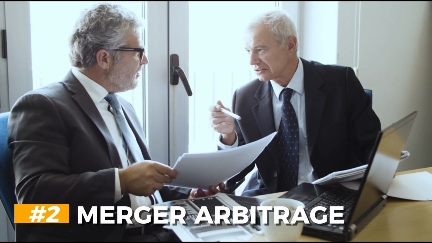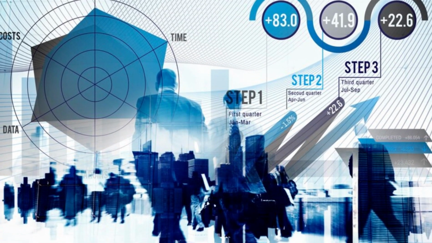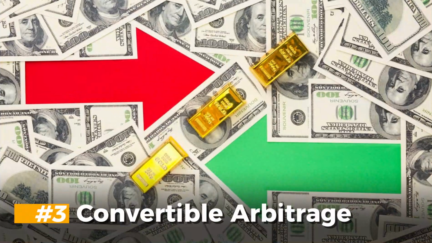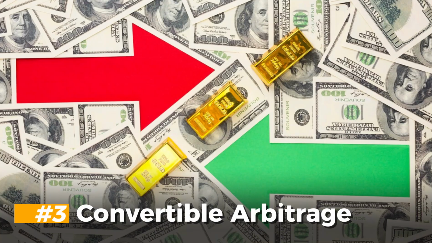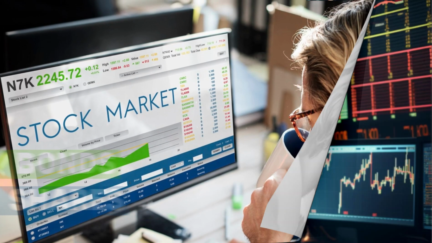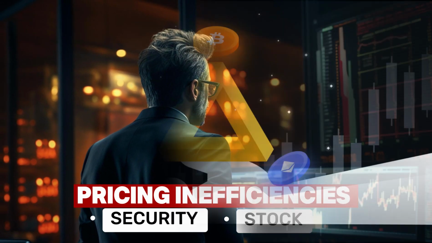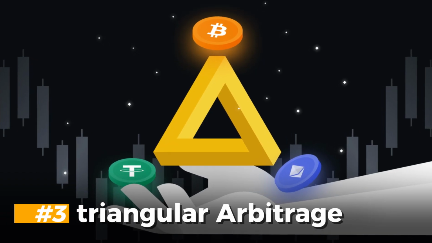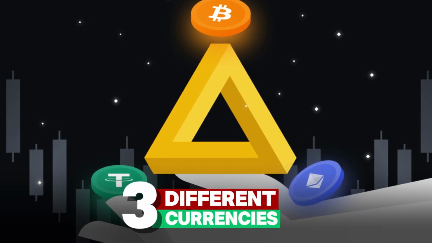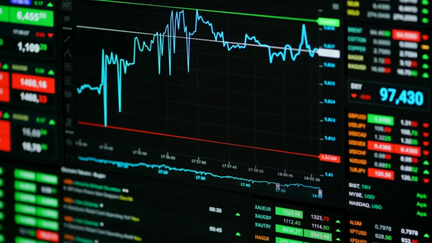Merger arbitrage. When a merger or acquisition is announced, the target company's stock often trades at a discount to the proposed acquisition price. Traders can buy the target's stock and profit once the deal is completed. Convertible arbitrage. This strategy involves buying convertible securities, like bonds or preferred shares, and shorting the underlying stock. The goal is to exploit pricing inefficiencies between the convertible security and the stock. Triangular arbitrage. In the foreign exchange market, triangular arbitrage involves trading three different currencies to exploit discrepancies in their exchange rates. This strategy requires quick execution and precise calculations to lock in profits.